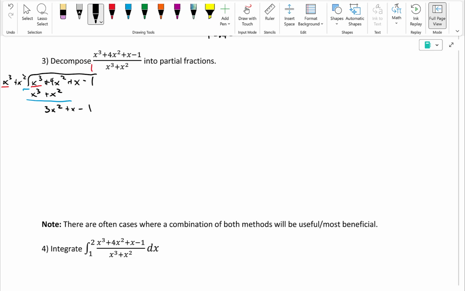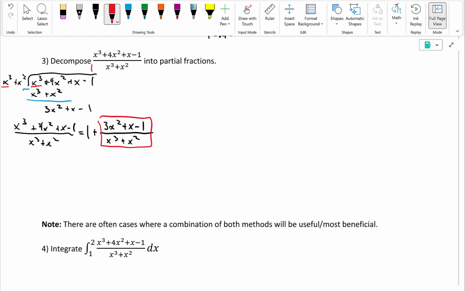And so we can write our initial fraction, this x cubed plus 4x squared plus x minus 1 over x cubed plus x squared, as a 1 plus, right, all that stuff that's left, 3x squared plus x minus 1 over our divisor still x cubed plus x squared, just like you'd write a remainder for normal long division. All right, and so we want to decompose that second fraction now. We'll keep the 1, but we want to break this one down.